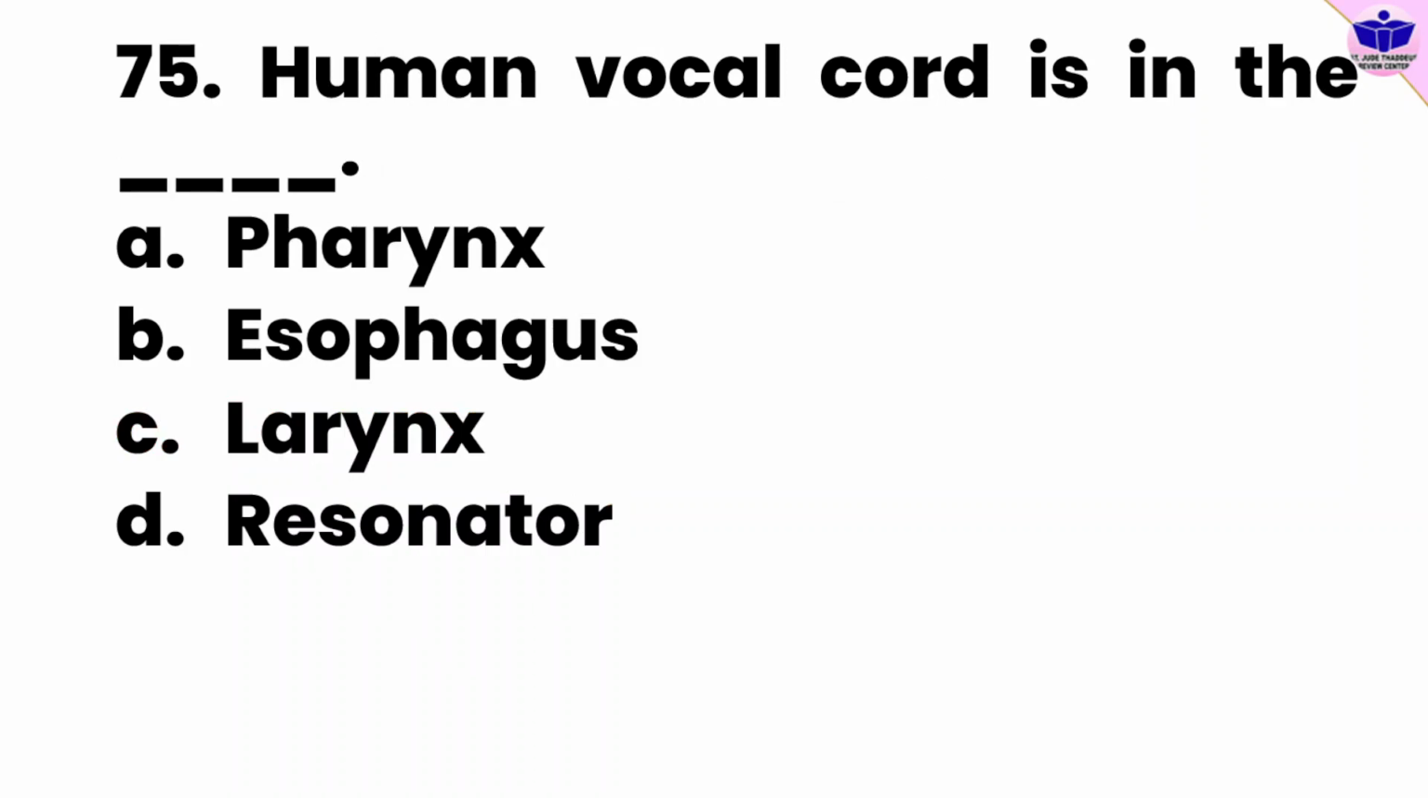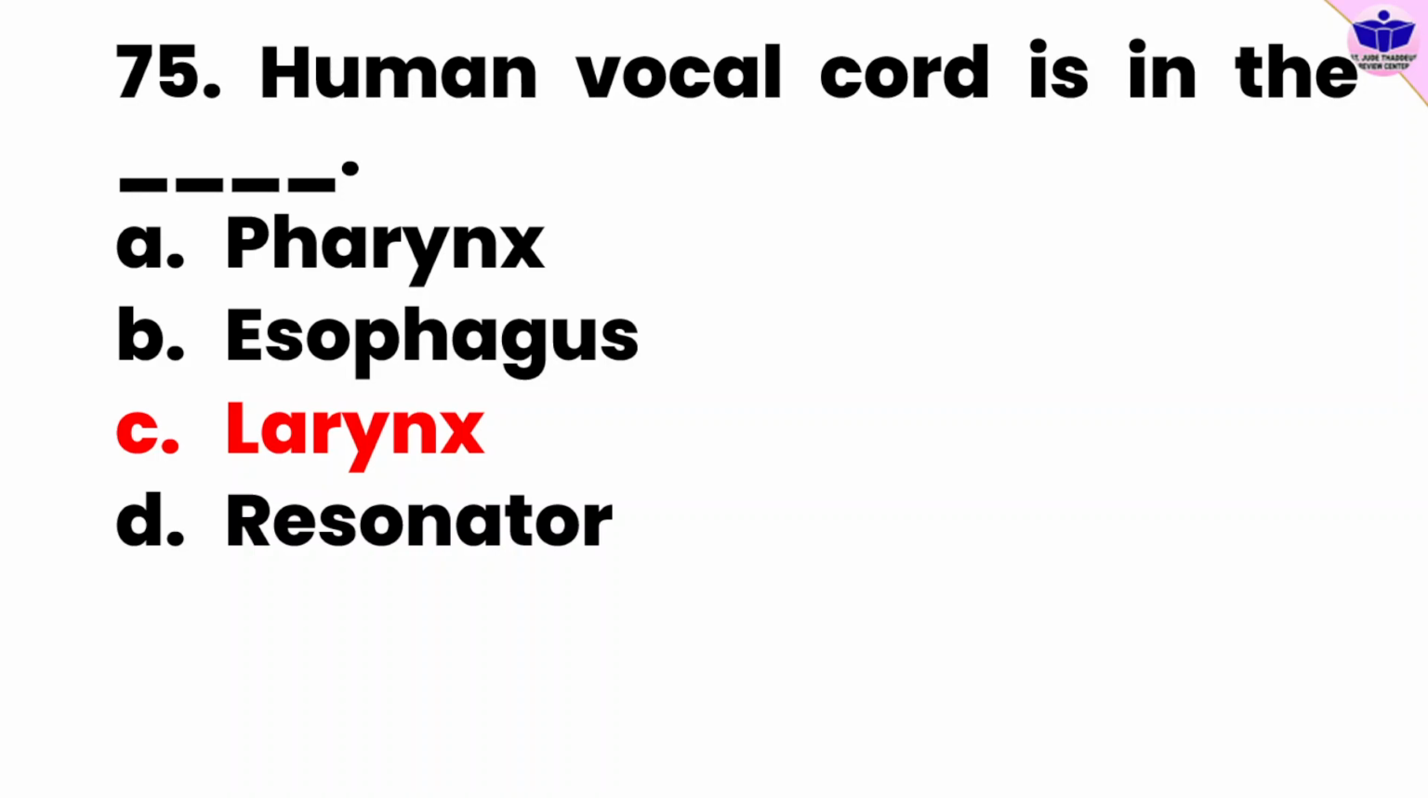The human vocal cord is in the blank. A. Pharynx, B. Esophagus, C. Larynx, or D. Resonator. The vocal cord is found in, yes, correct, larynx. Pharynx is our throat. Larynx is a tube connecting the throat, the pharynx, and the trachea. And this is where vocal cords are found.